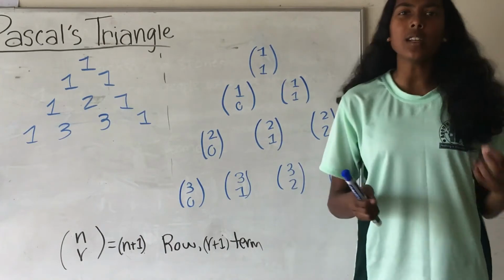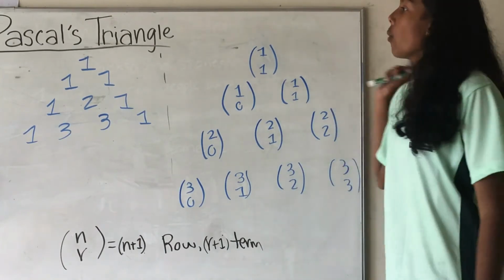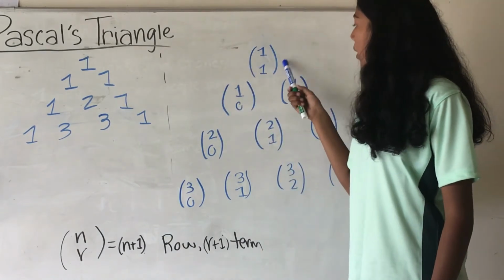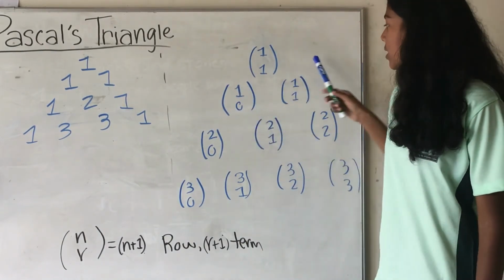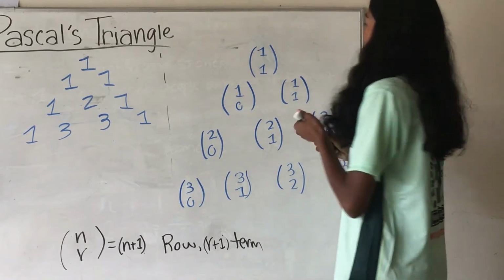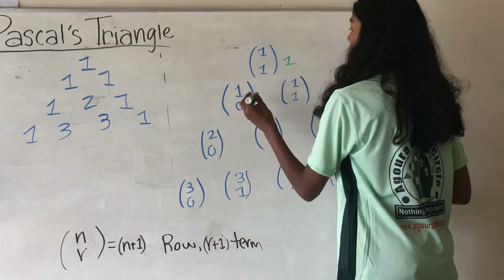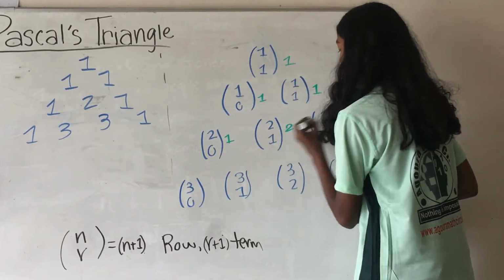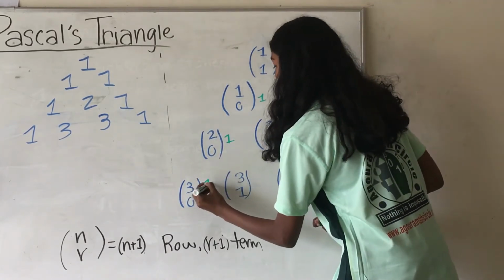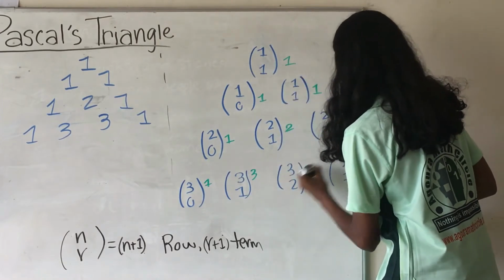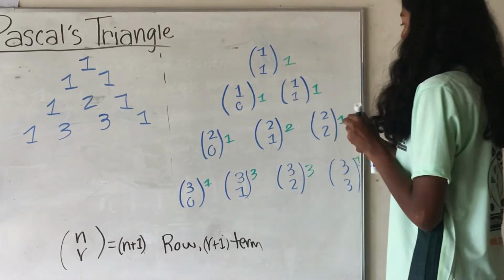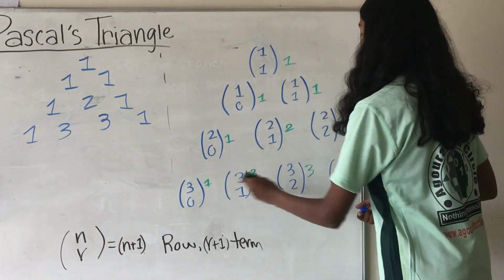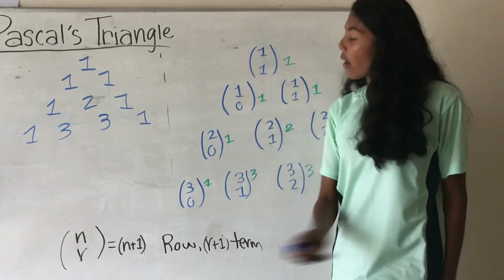And you may be wondering, what does this have to do with combinations? Well, here's how. This 1 is technically equal to 1 choose 1. And this 1 choose 0 is equal to 1. Here, let me write this. This is equal to 1. This is equal to 1. This is also equal to 1. This is 1, 2, 1. 1, 3, 3, 1. So you can see Pascal's triangle: 1, 1, 1, 1, 2, 1, 1, 3, 3, 1. And so that's how it corresponds.